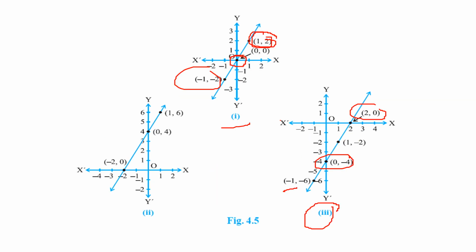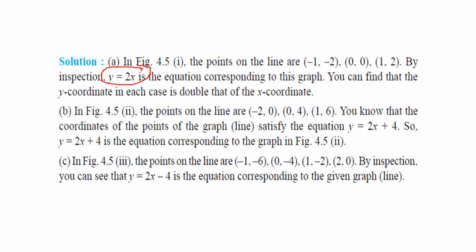Now let us take the points 2, 0, 0, minus 4 or minus 1, minus 6 and try to put them in this equation and see whether it is going to solve it or not. So by inspection, by putting these values, we see that if we put in y equal to 2x minus 4, these will all be satisfied. Therefore, this is the equation of the line.